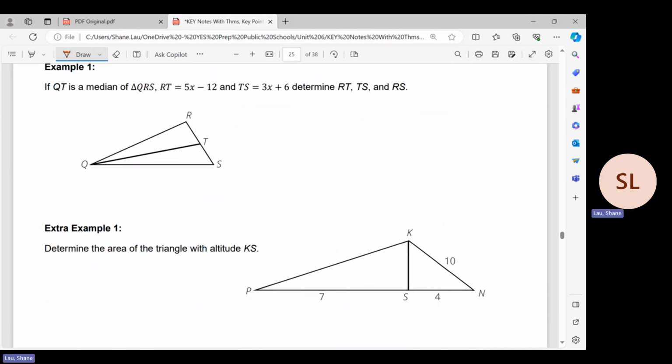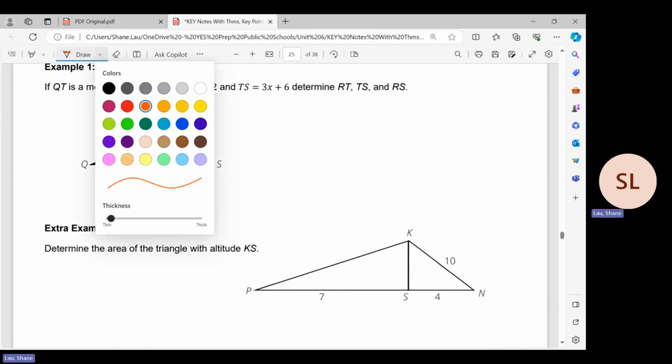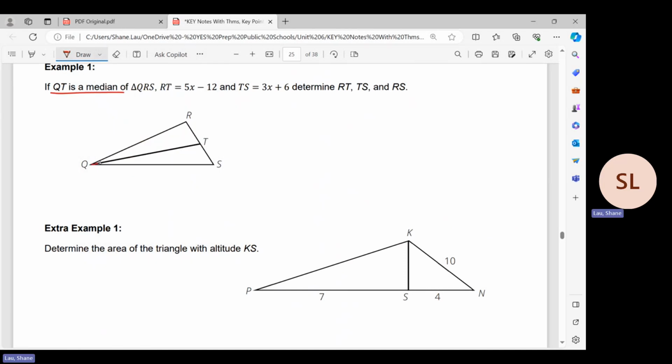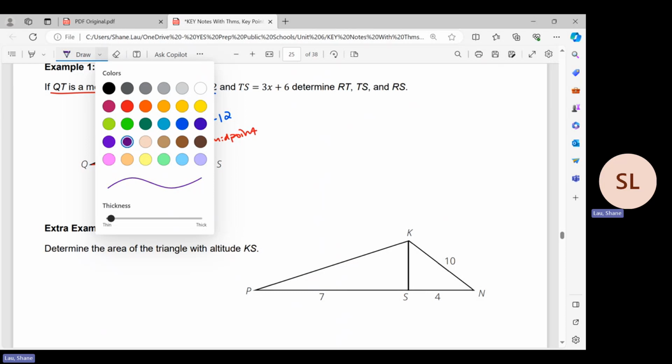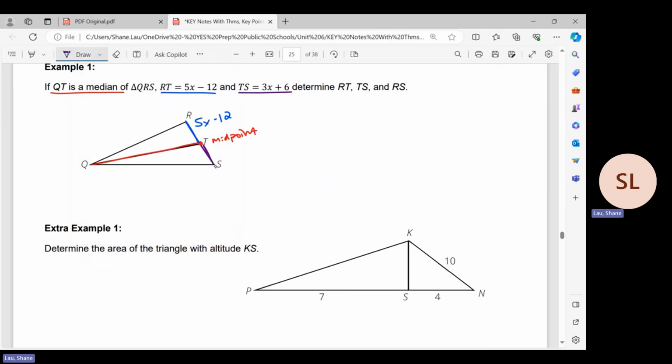So we have example 1 here. We have QT is the median. So this line right here is the median, which makes T our midpoint. Then we have RT, which is this line, is 5x minus 12. Then we have TS, which is this segment, 3x plus 6. And we have to determine RT, TS, and RS.